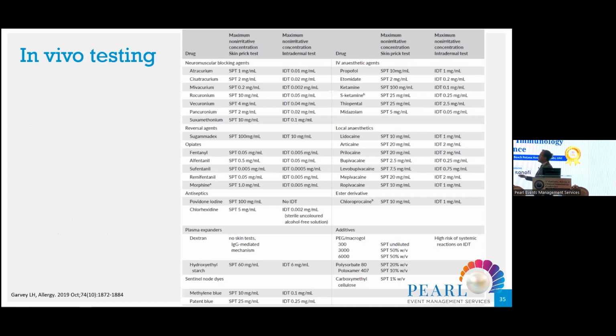In vivo testing, as you know, skin prick test and intradermal testing, always remember, use the published non-irritating concentration. For some of the drugs, these are not available. For example, ciprofloxacin doesn't have a non-irritant concentration, so don't skin test ciprofloxacin. Include panels sometimes, so an NMBA is very important to run a panel, so the culprit agent and possible alternatives.